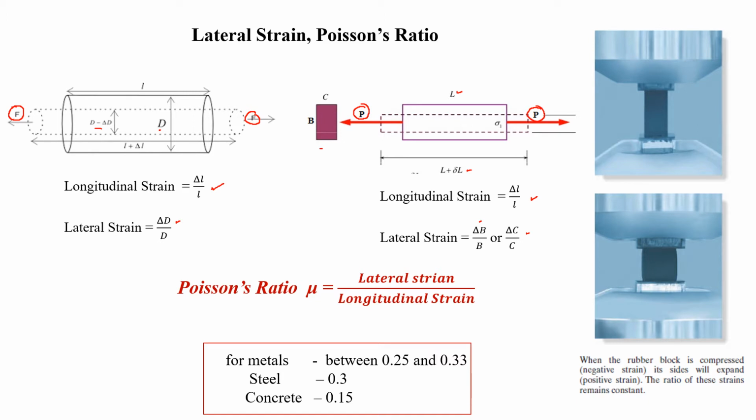For most of the metals, the Poisson's ratio ranges between 0.25 to 0.33, whereas for steel it is 0.3, and for concrete it is 0.15. For civil engineers, the Poisson's ratios of these two are important because for many of the structures we may have to use either steel, or we may have to make use of concrete as well as steel.